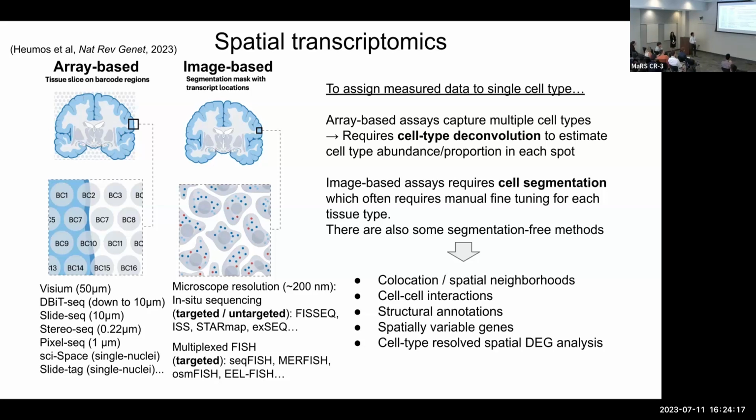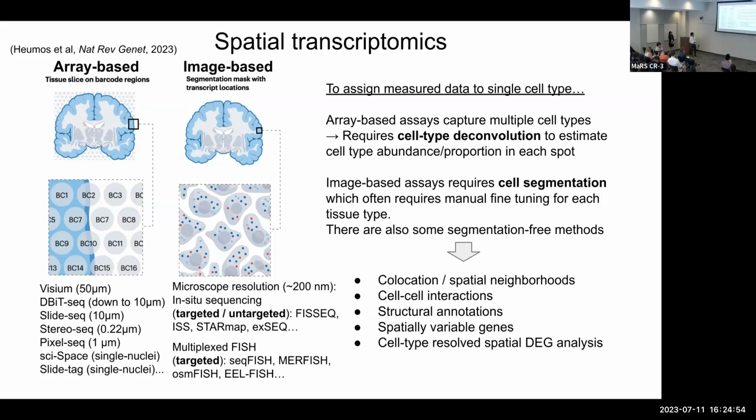Either technology needs to assign the measured data to the single cell or cell type level to be able to do downstream analysis. For the array-based assays, because of the size of the spots, it cannot give single cell data. So this requires cell type deconvolution, and there are many pipelines at the moment that you can choose from. That will give you the estimated cell type abundance or proportion in each spot.